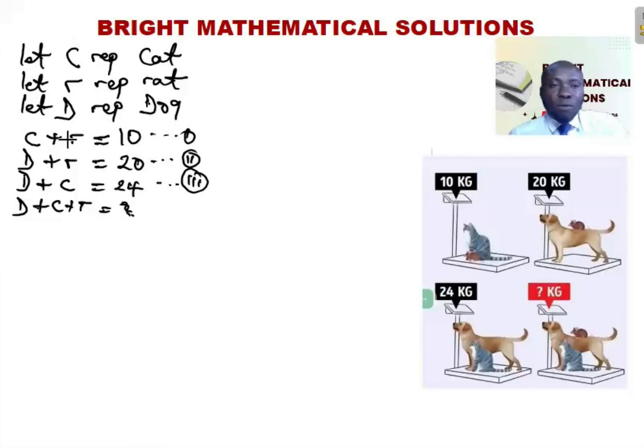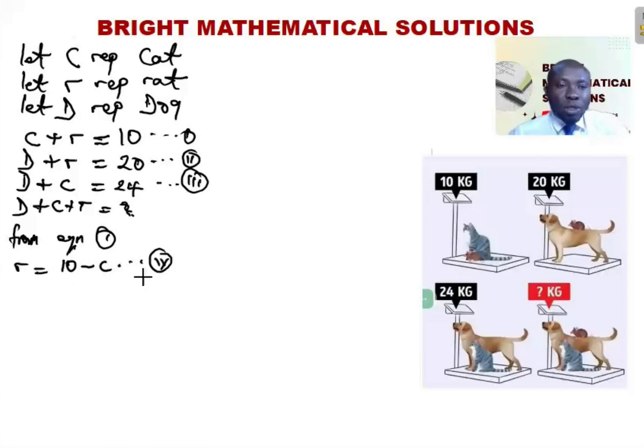So now from the first equation, let us make either of the cat or the rat the subject of the formula. So let's make R the subject here, such that we transfer C to the other side. Therefore, from equation 1, R equals 10 minus C. We've transferred C from this side to this side. So let us call this equation 4.